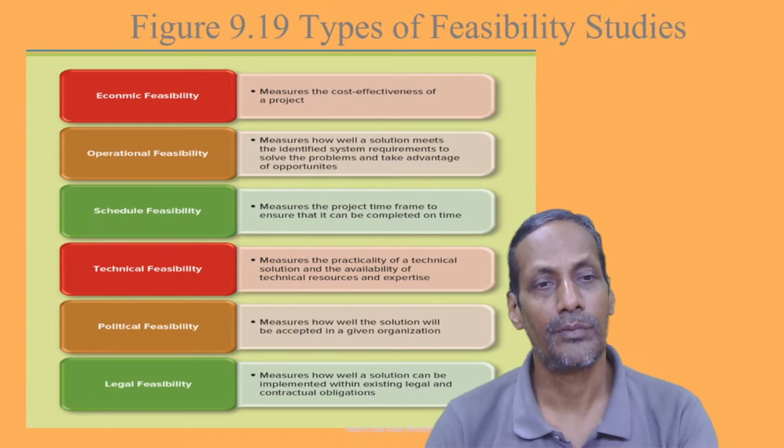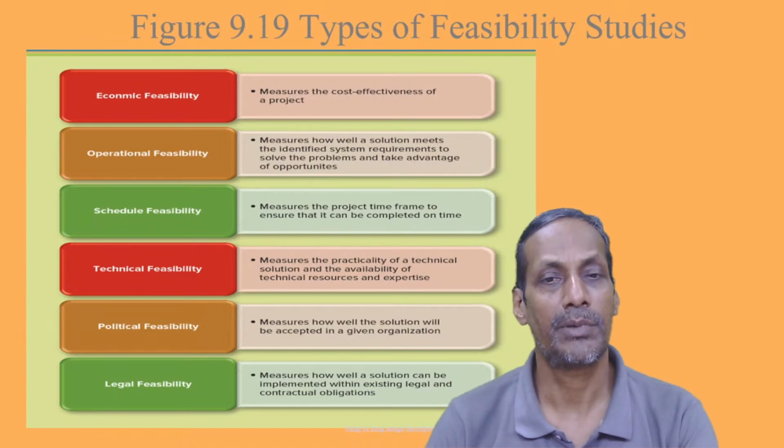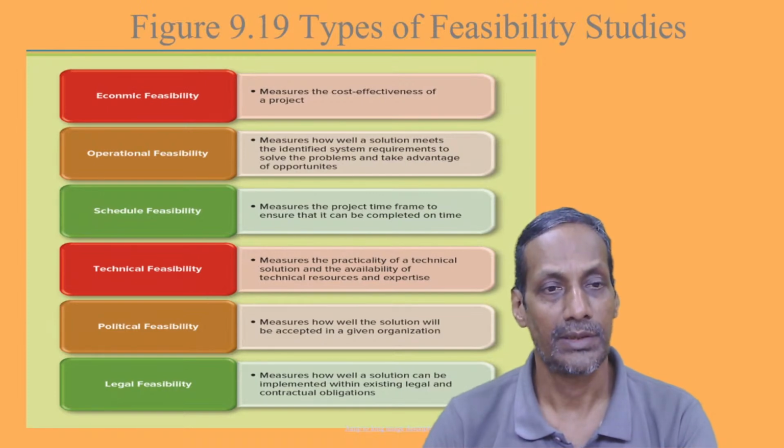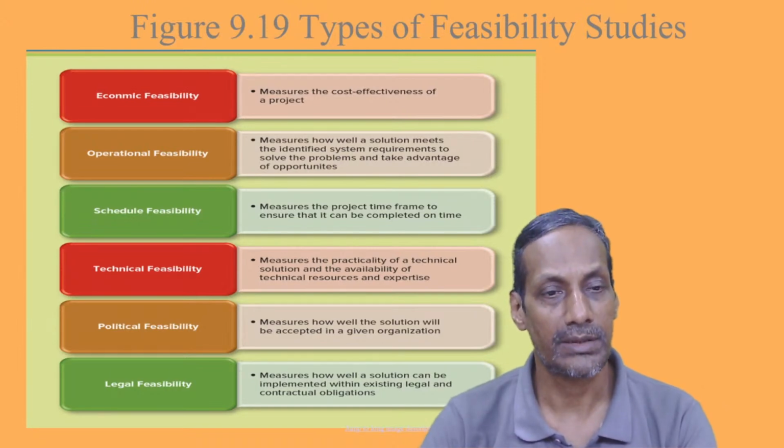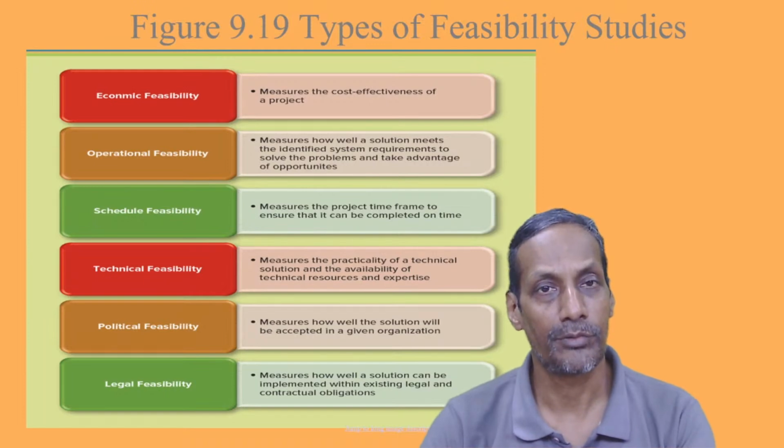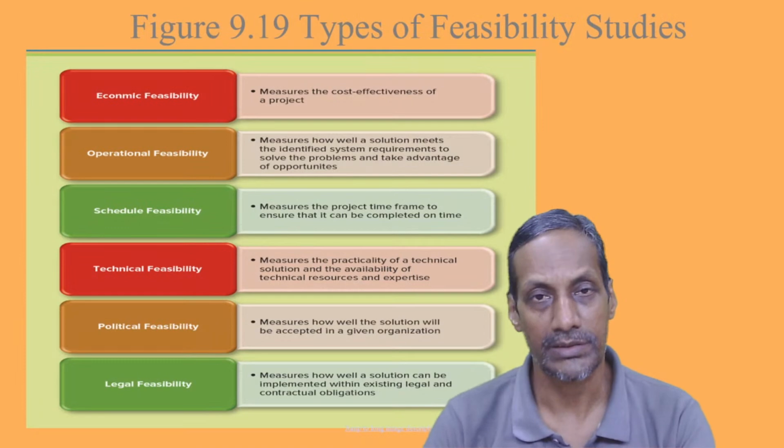Technical feasibility measures the practicality of a technical solution and the availability of technical resources and expertise. Political feasibility basically measures how well the solution will be accepted in a given organization. Legal feasibility measures how well a solution can be implemented within existing legal and contractual obligations.